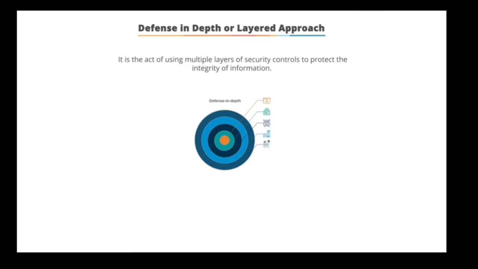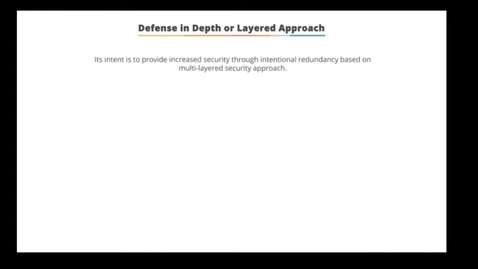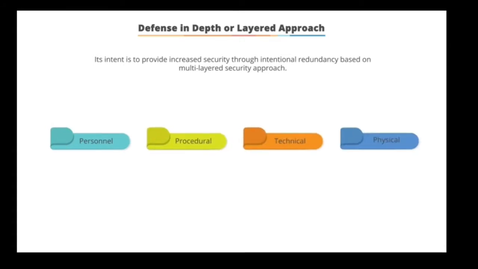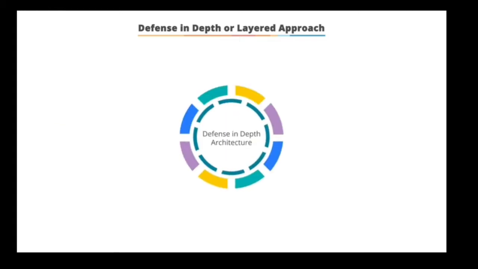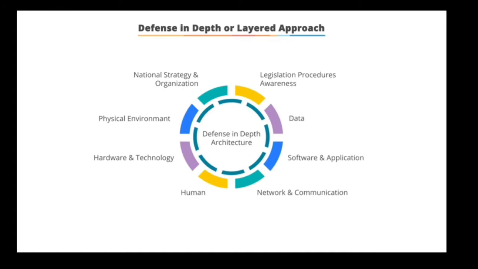Defense in depth is the act of using multiple security measures to protect the integrity of information. Its intent is to provide redundancy in the event a security control fails or a vulnerability is exploited, and can cover aspects of personnel, procedural, technical, or physical security for the duration of the system's life cycle. Defense in depth architecture has multiple security controls that can be implemented depending on your organization's business strategy and objectives, which can reduce the risk of cybersecurity incidents or mitigate their effects when they do occur.